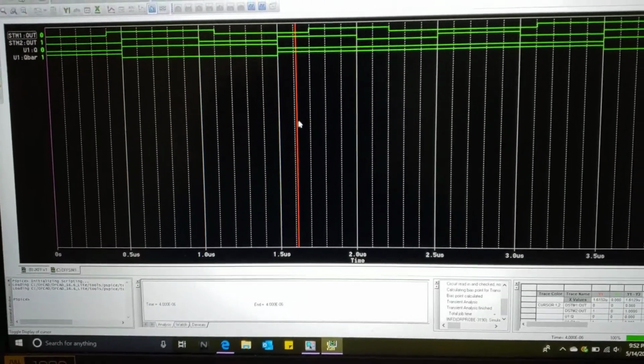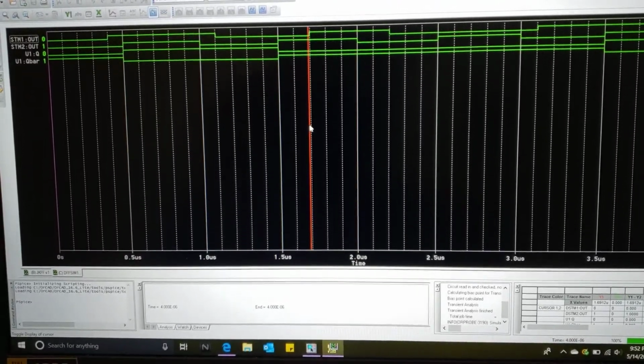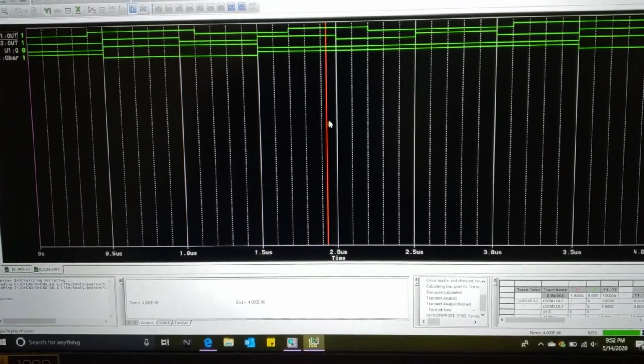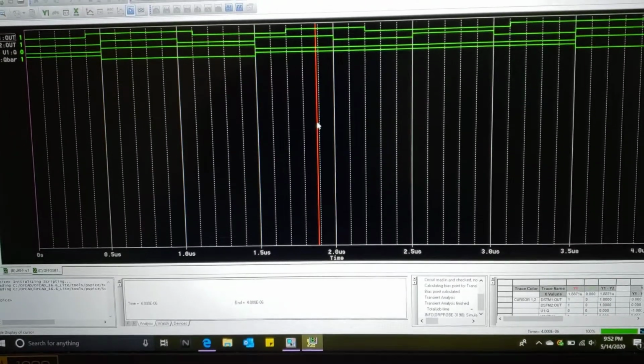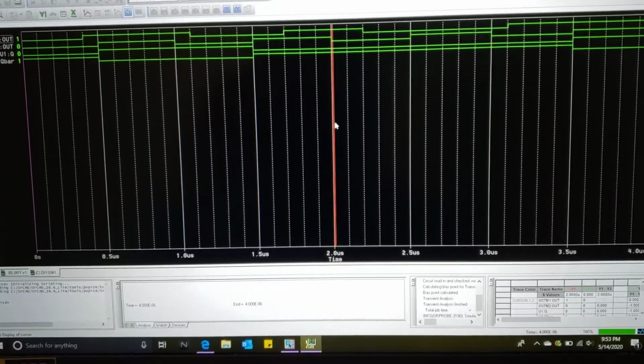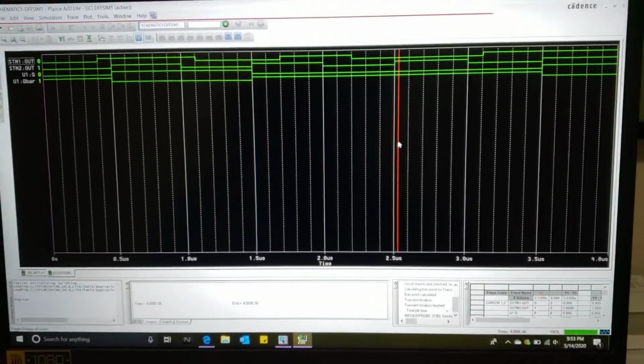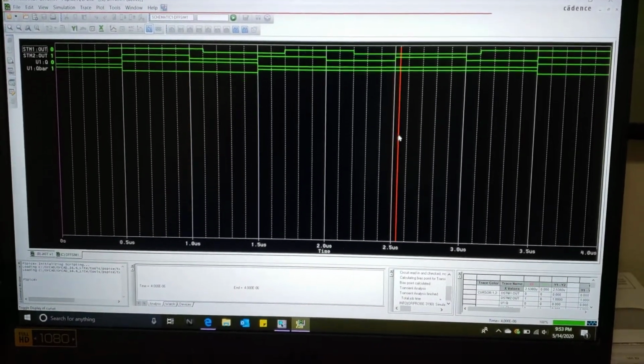It's late. We see no change in our outputs as clock stays 1 and data jumps to 1. And then data stays at 1 and clock goes to 0, and our outputs Q and Q bar still don't change. I'll zoom out. There we go.